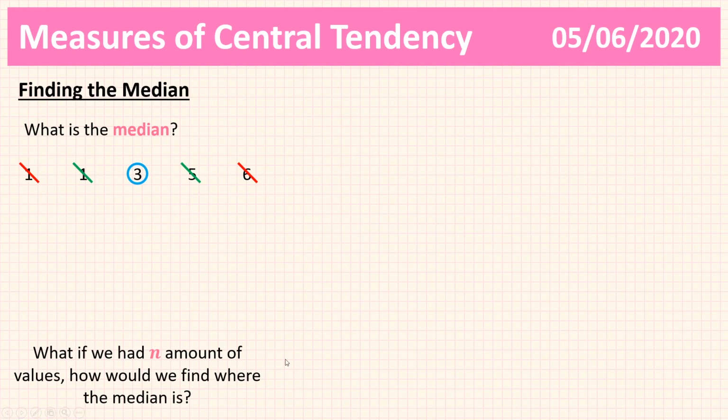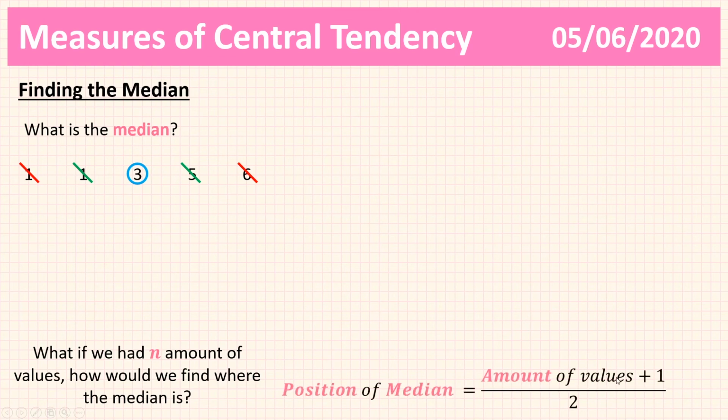Okay, to find the position of the median, what we do is we take the amount of values, we add 1, and then we divide it by 2. So for example, here we have 1, 2, 3, 4, 5 values. We'd add 1 and divide it by 2 to find the position of the median. That wouldn't tell us what the median is, it would tell us the position of the median.